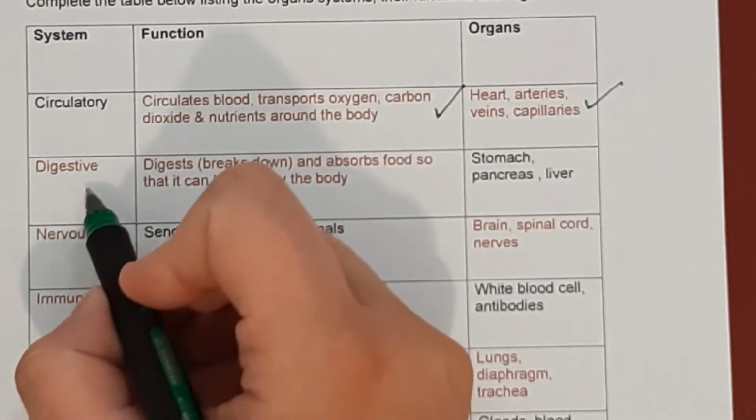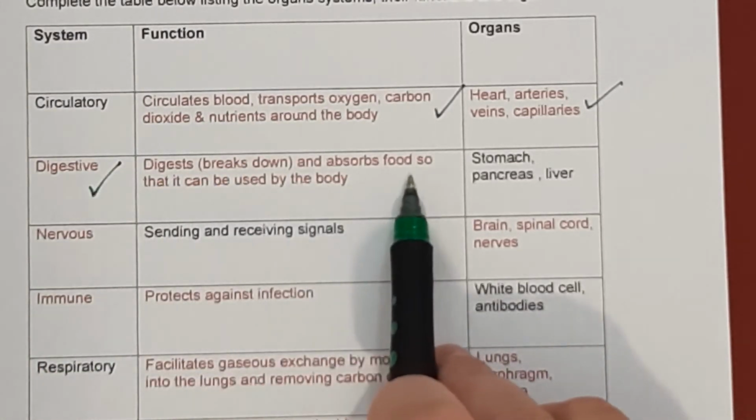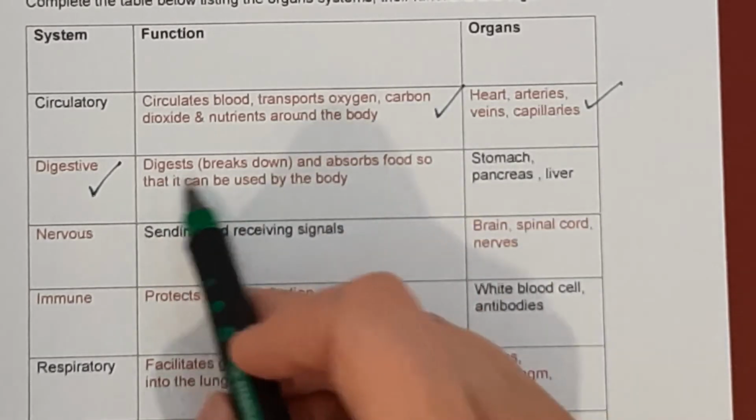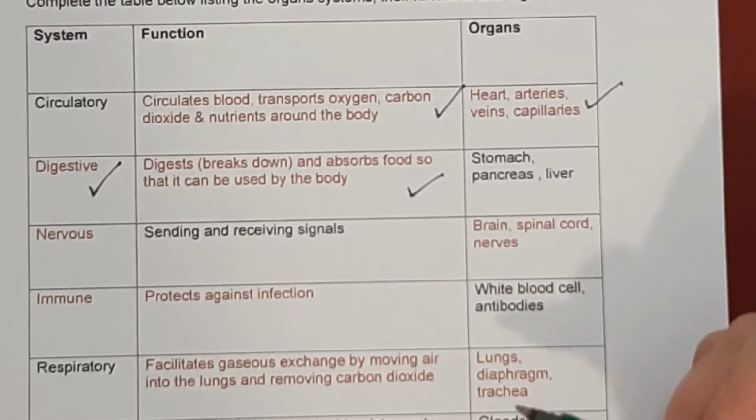The next system is the digestive system, and it breaks down and absorbs food so that it can be used by the body, or it digests the food, which means breaking down. So tick it to show that you got the mark. Add anything you've missed, please.